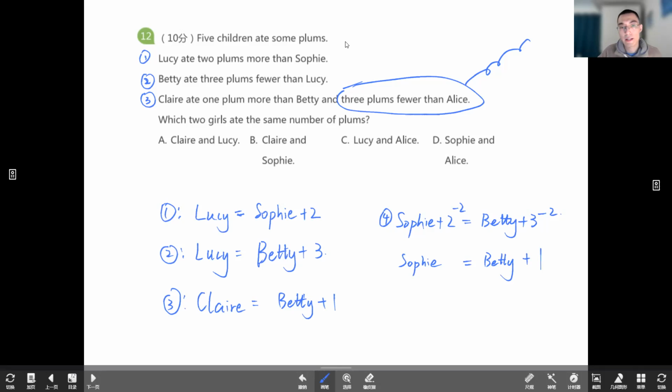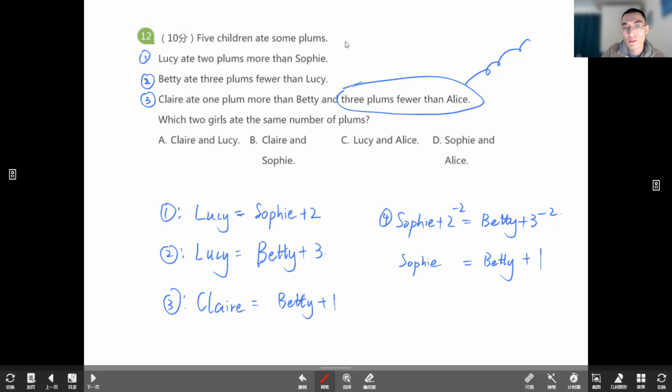It is crystal clear, right? The question is asking which 2 girls ate the same number of plums. So it should be Claire and Sophie, because they're both Betty plus 1. So the correct answer is B, Claire and Sophie. Now, if you are not at all comfortable with this method, there's another method you can use, which is much simpler, called assigning numbers.